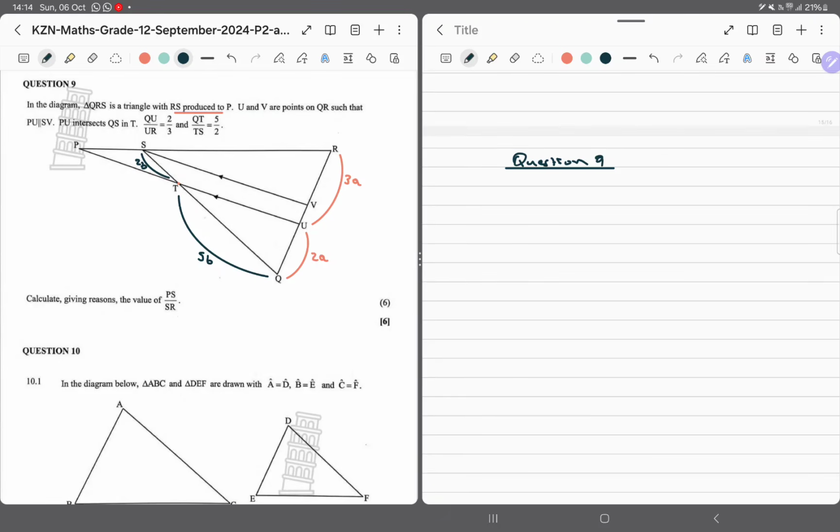Okay, nice. Now we're told to calculate. See, calculate. Now we need to see a calculation. Giving reasons, the value of PS over SR. Where is PS? PS is that line over there. SR is that one over there.